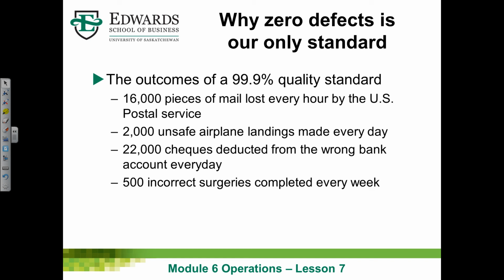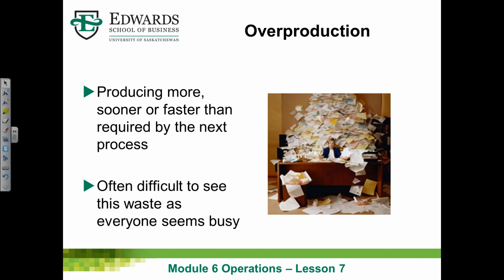The U.S. Postal Service would lose 16,000 pieces of mail every hour. There would be 2,000 unsafe airplane landings every day. There'd be 22,000 checks deducted from the wrong bank account every day. Every week there'd be 500 incorrect surgeries completed. That's why organizations that adopt Lean look at reducing the defect rate to as low as possible to make sure that you're providing high quality products and services.